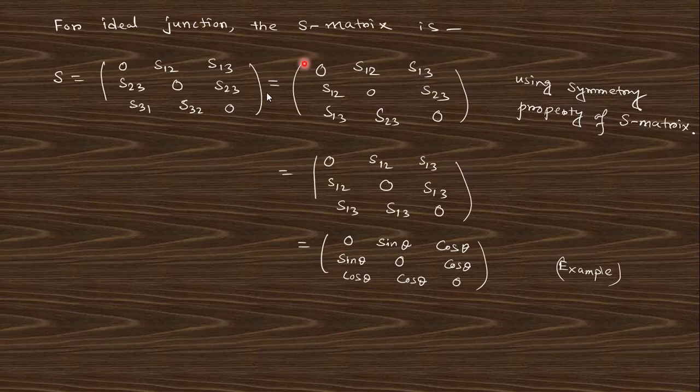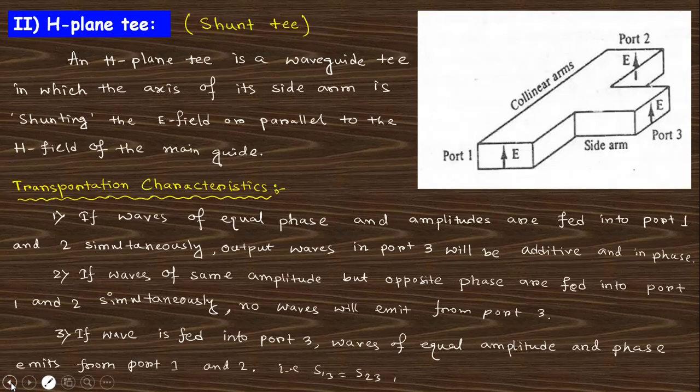So the S matrix can be written as follows. Because these two are equal, S13 means the input is 3 and the output is 1. Similarly, S23 means input 3, output is 2. That means the microwave inputted from port 3 is outputted from port 1, and inputted from port 3 is outputted from port 2. These two are equal. That's why these matrix elements are equal.